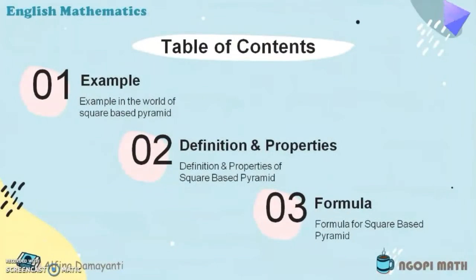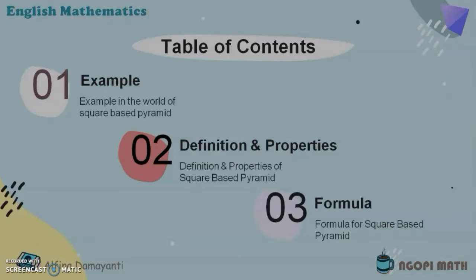Table of contents of this part is: first, example in the world of square-based pyramid, second, definition and properties of square-based pyramid, and third, formula for square-based pyramid.